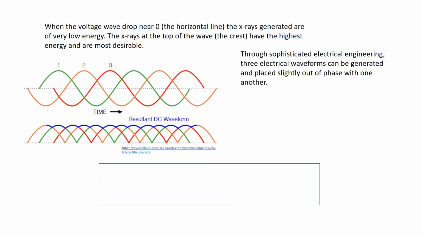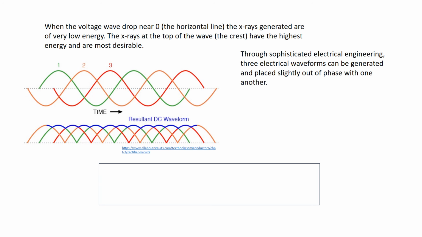Through sophisticated electrical engineering, 3 electrical waveforms can be generated and placed slightly out of phase with one another. So if we look at this, we have the green being number 1. That represents one phase of electricity going through the circuit. Then we have another phase slightly out of sync, number 2, and another phase slightly out of sync, number 3. If we can rectify that, then we can even take those ones on the bottom and flip them up to the top, allowing the electrons to be flowing in only one direction.